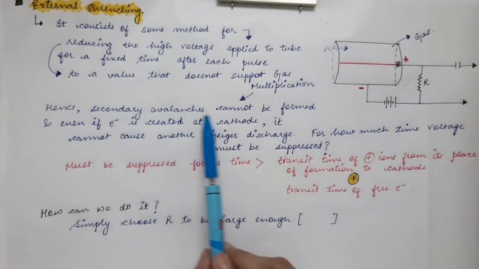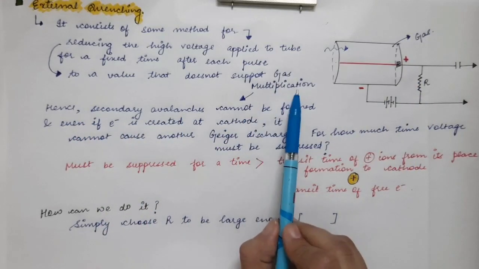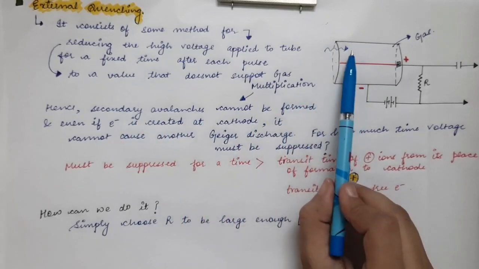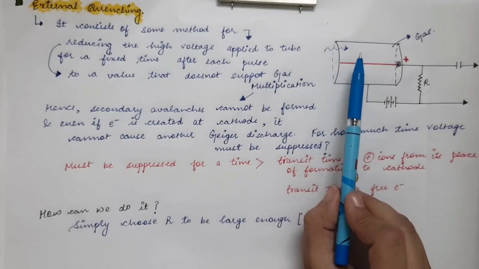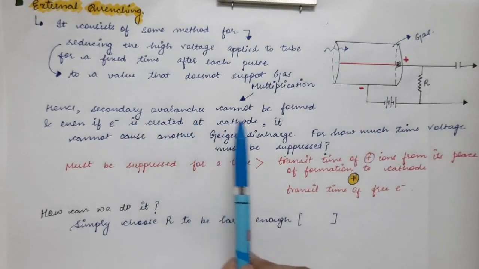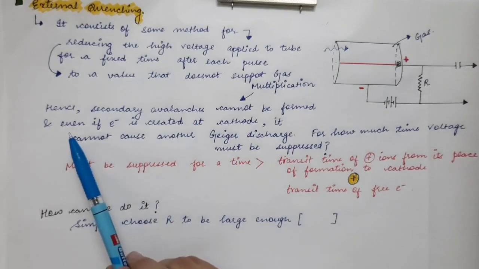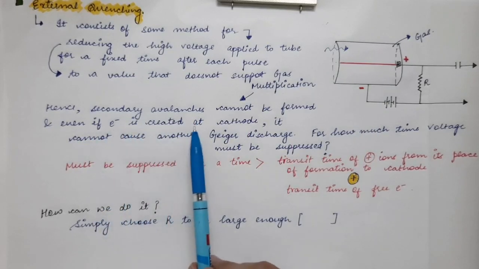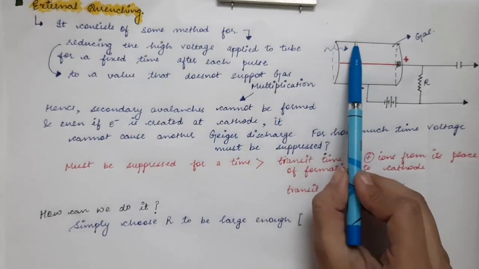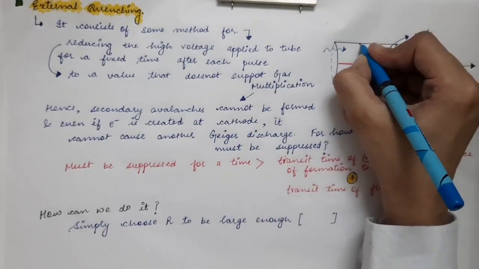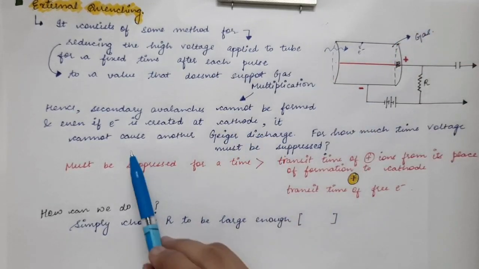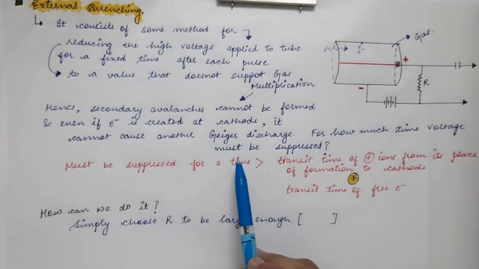Hence secondary avalanches cannot be formed. If there is no gas multiplication, there will be no secondary avalanches. If no Townsend avalanche occurs, there will be no triggering of another avalanche. So no secondary avalanches can be formed. And even if somehow an electron is released from the cathode, it cannot cause another Geiger discharge.